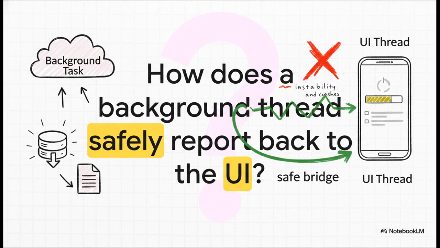But remember our golden rule. Only the main thread is allowed to touch the UI components. If you try to change a label's text from a background thread, you're going to cause all sorts of chaos, instability, and crashes. So how do we get that information back safely?